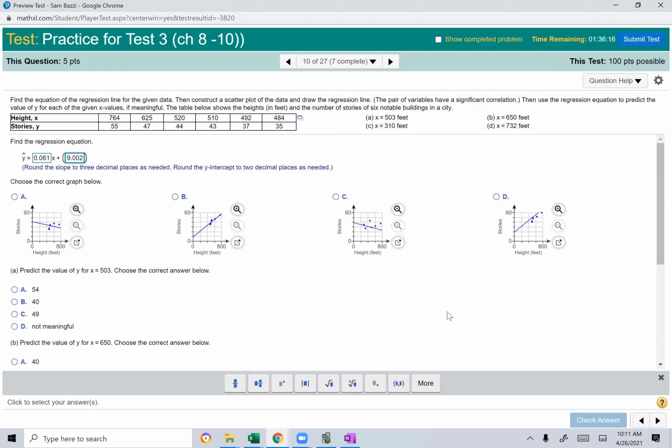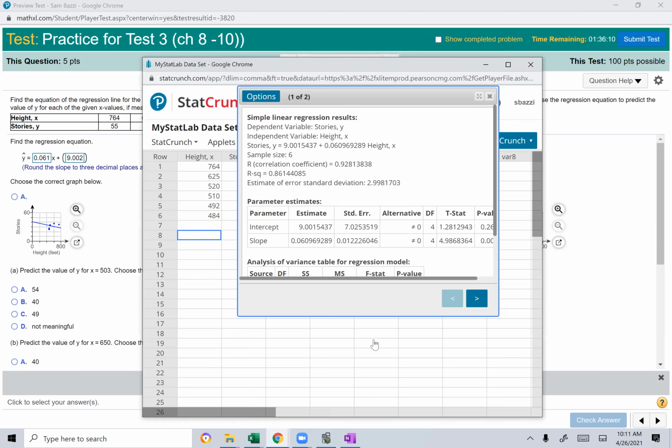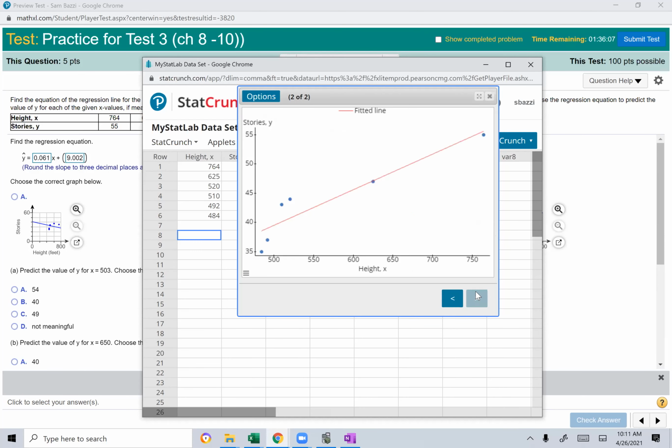And now pick the correct graph. Just show it to you again. This is the graph. It's already done for you. It has to point up a little bit, so A is not correct. Let's see. So C is not correct. So it's between B and D.